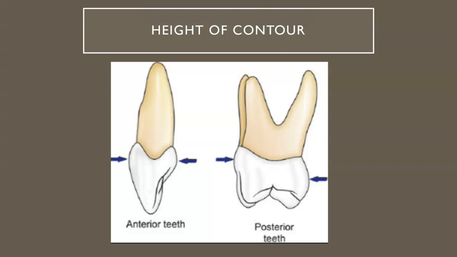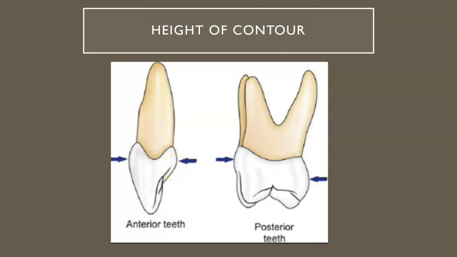Height of contour is kind of the same concept. Each tooth has these bulges on the teeth that, again, are there to protect. Our teeth are designed very strategically to allow food to be there when it's supposed to, and when it's not, to move it away to protect the tissue. So our anterior and posterior teeth have these bulges, or height of contour, and it's where that bulge is going to be the most prominent in the area.